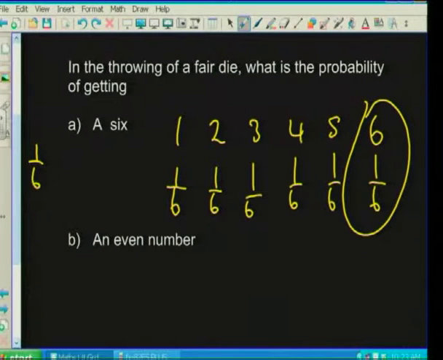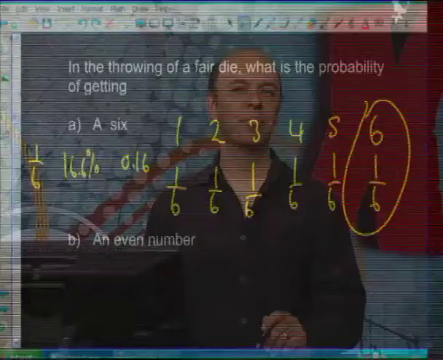So there we go, that's the 6. To answer our question, it is a 1 out of 6 probability. Again, we can convert it to a decimal or to a percentage, 16.6%. We saw that on the calculator earlier, or 0.16 as a decimal.